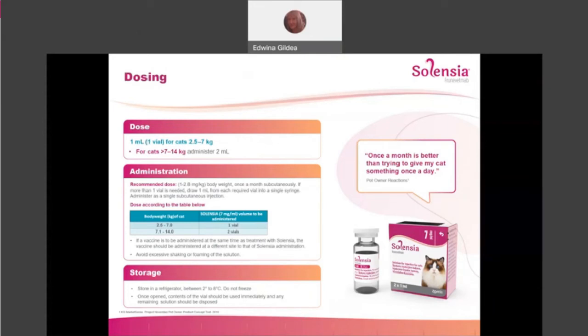So that transpires to a 1 ml vial treating cats 2.5 to 7 kilo body weight. For cats that are greater than 7 kilos, so those going from 7 to 14 kilos, would be administered 2 mls.